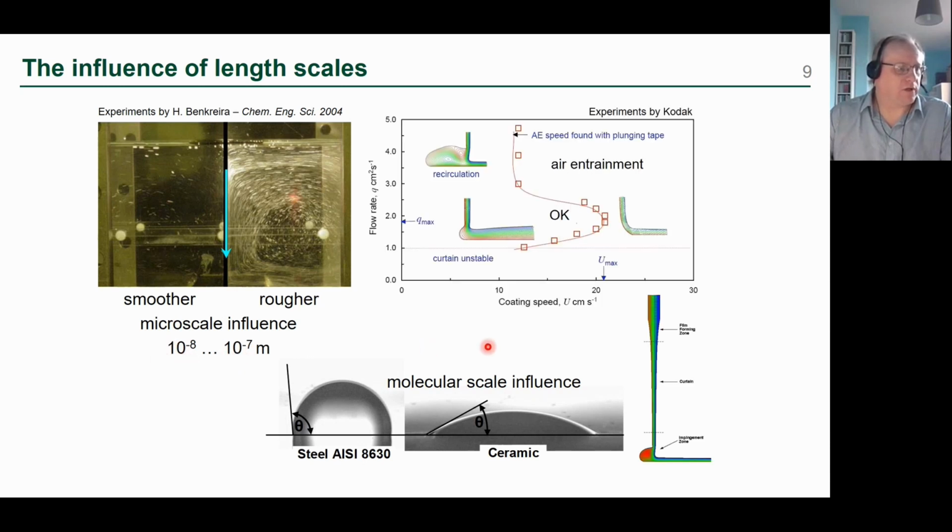And then some other experiments which are on a larger scale. These are performed by Kodak, and this is a process where we have a curtain of liquids coming out of a slot here. This is a sheet of liquid which is falling onto a moving substrate. It's moving from left to right. So again, it's a coating process, and we've got a three-phase contact line right at the bottom.